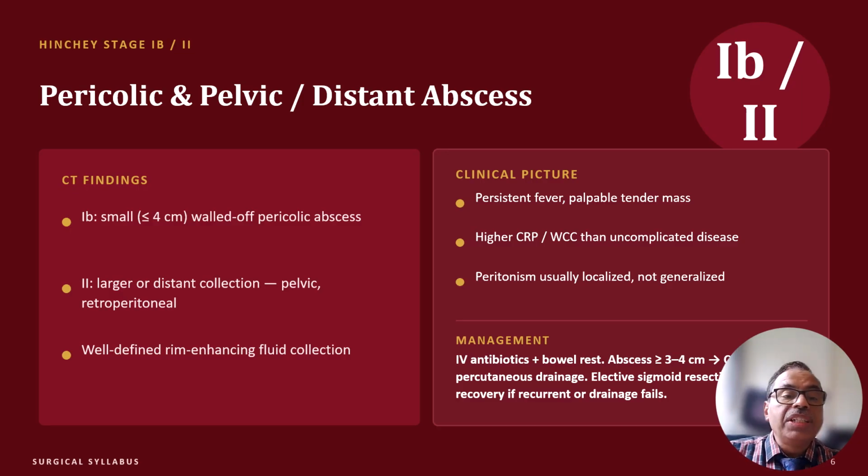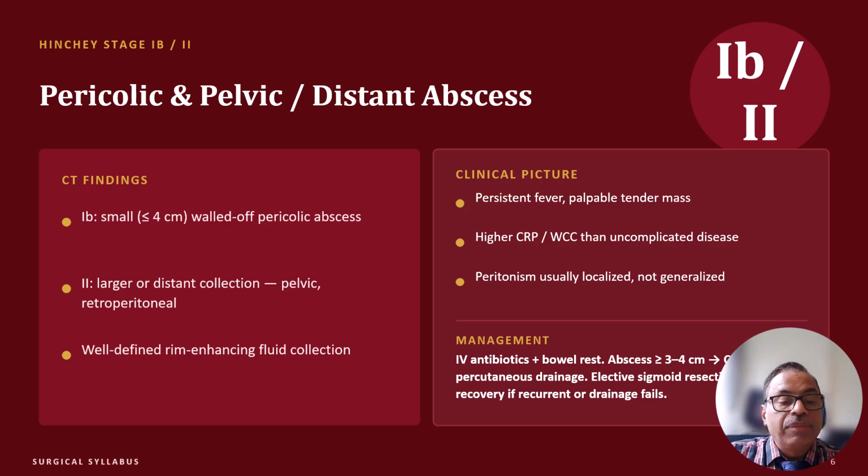Now coming to Hinchey stage 1B and 2, where there is a pericolic as well as pelvic or distant abscess, which we have already seen. Now here the CT finding in 1B would be a small abscess. What is the definition of a small abscess? An abscess which is less than or equal to 4 centimeters, which is walled off. Or in stage 2, it may be a large abscess, maybe more than 4 centimeters, or a distant collection, say in the pelvis or in the retroperitoneum.